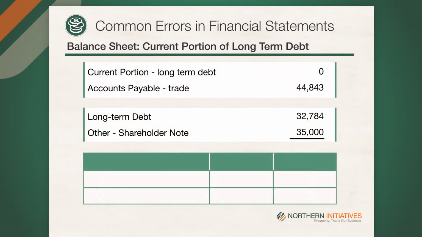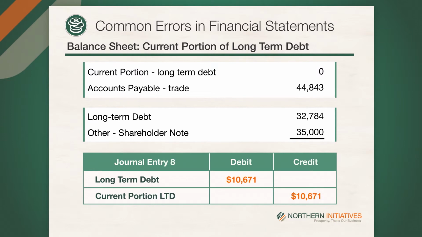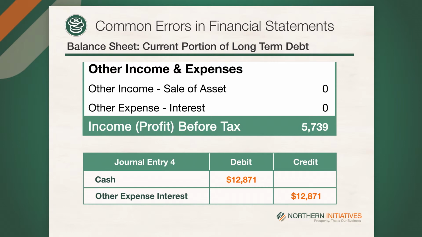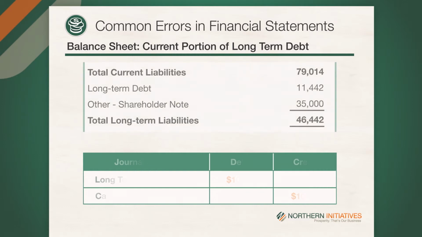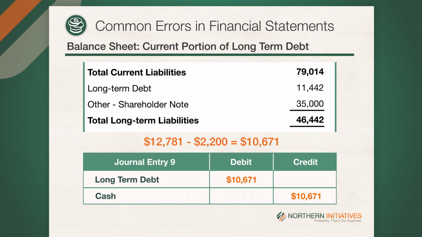To record the current portion of long-term debt, debit long-term debt and credit current portion of long-term debt for $10,671. Recall with journal entry number 4, we made a correction to the income statement for principal loan payments incorrectly posted to interest expense. To correctly record last year's total principal payments to the balance sheet, debit long-term debt and credit cash for $10,671. This will reduce the balance of the long-term debt by the amount of the principal repaid.